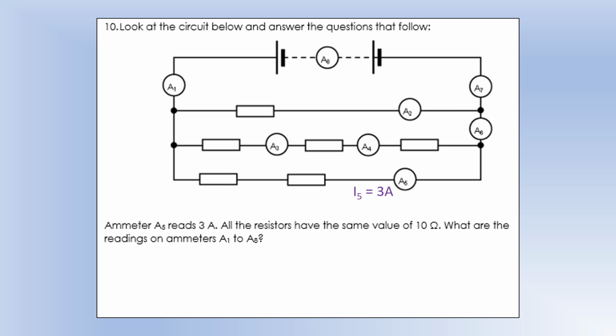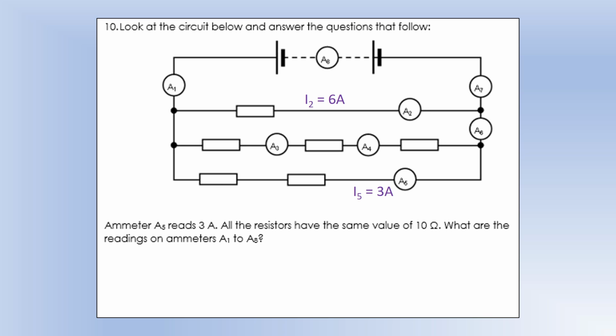So let's put in that one. We know the current going through ammeter 5 is 3 amps. Now I'm going to look at A2 next. A2 has half the resistance, therefore it's going to have double the current because they've all got the same potential difference. That one's easy.